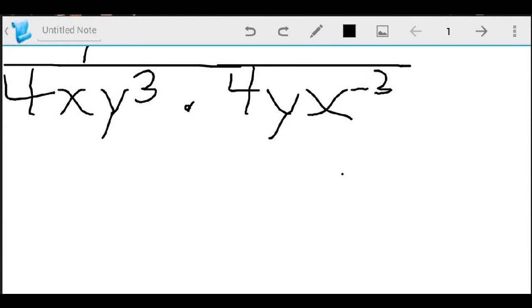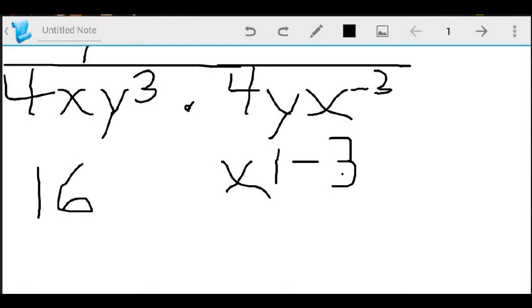So now we're going to multiply the 4's by the 4's, because those are the only numbers. So that gives us 16. Now we're going to multiply the x by the x to the negative 3. So x, since there's no power, we know that to be x to the first power. So this should be seen as x to the 1 minus 3 power.